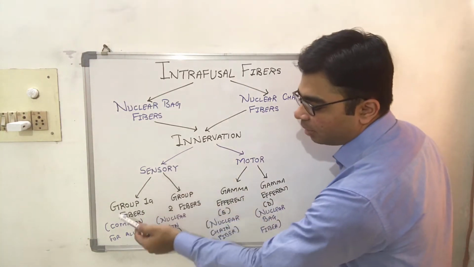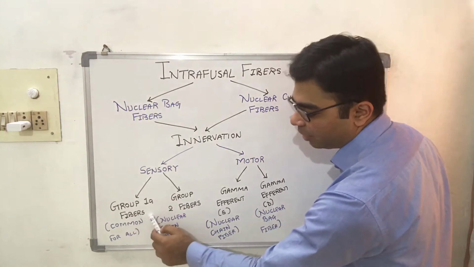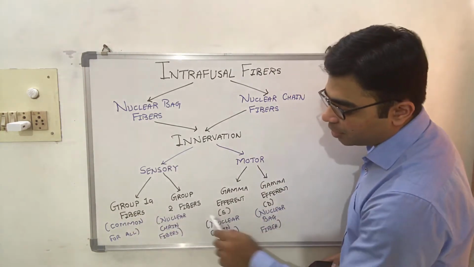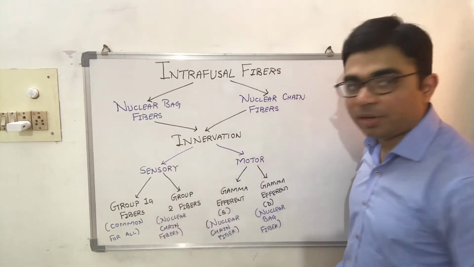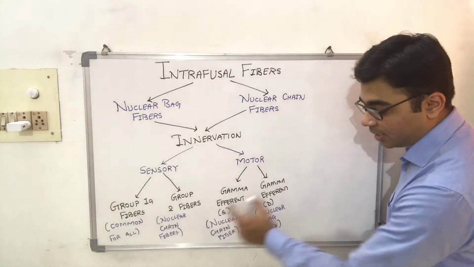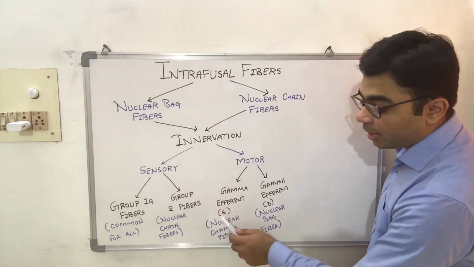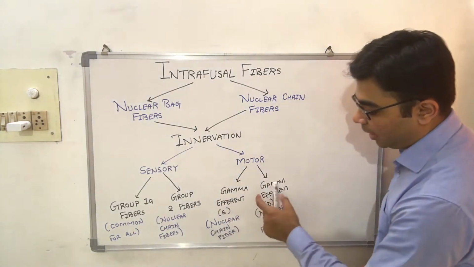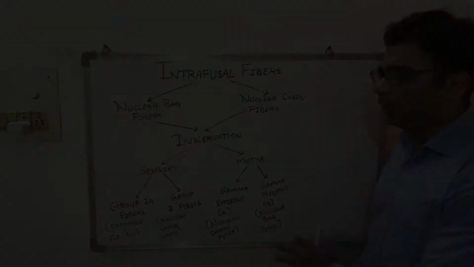In the sensory, we have two different fibers. First is group 1A fibers, which are common for all, and the group 2 fibers, which only carry the impulses from the nuclear chain fibers. For the motor, we have gamma efferent S and gamma efferent D. Gamma efferent S only supplies the nuclear chain fibers, and gamma D excites the nuclear bag fibers. So this is a very simple diagram.